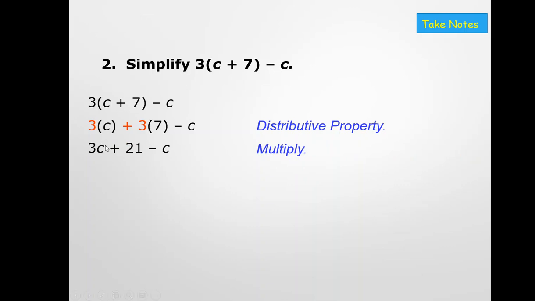Now notice that we have 3 terms here. 2 of them are variable terms. We're going to combine the coefficients. 3, and again, this negative, we're going to call that a negative 1 there. Okay, so 3 minus 1 equals 2. In other words, you could say, you've got 3 oranges, you take away 1 orange. How many you got left? That's right, you've got 2 oranges. All right, so 2c plus 21.